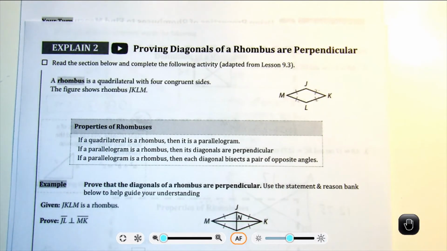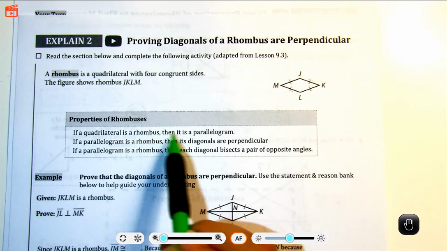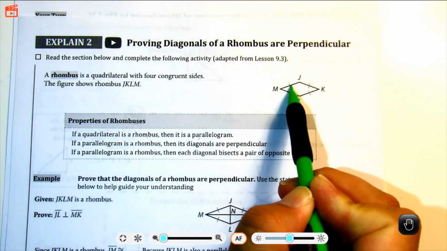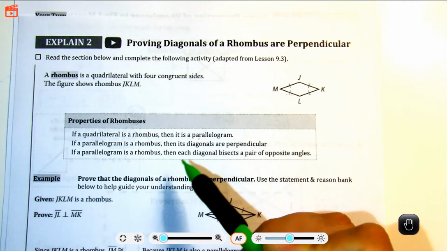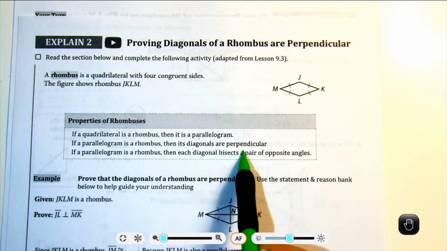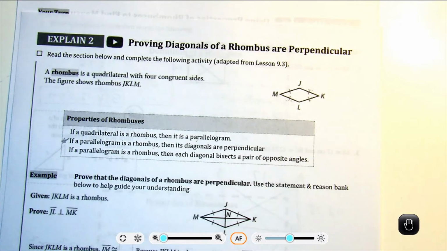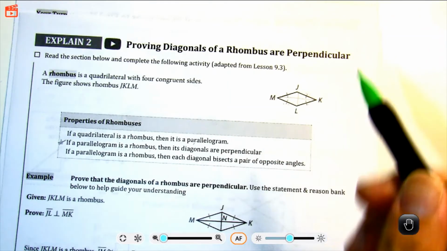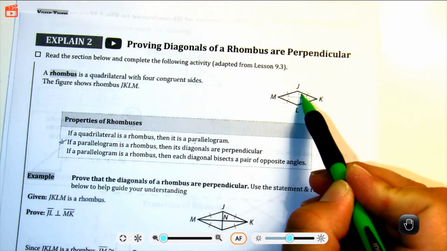If a quadrilateral is a rhombus, then it is also a parallelogram. So what that tells us is that these sides are parallel and these sides are parallel. This is a parallelogram. If a parallelogram is a rhombus, then its diagonals are perpendicular. Now this is important, and what that means is that if I was to draw diagonals, the diagonals are perpendicular. So what that means is they form right angles in the middle.